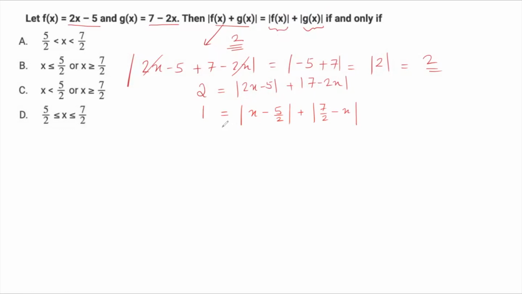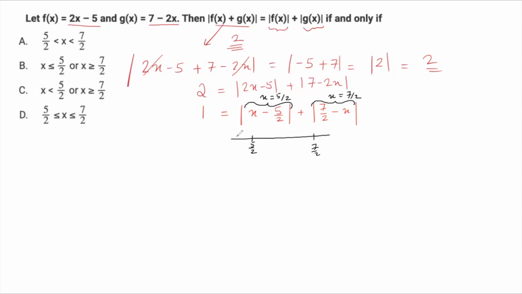Now guys, after this, I have two ways of approaching the problem. The first method is the conventional method where this part of the expression would become 0. This part becomes 0 when x would be equal to 5 by 2, and this part would become 0 when 7 by 2 minus x would be 0, or x would be equal to 7 by 2. Now drawing these two on the real number line, we will have 5 by 2 here and 7 by 2 here, right? So depending upon where I take the value of x, the expression will behave accordingly because of the presence of mod sign. So I will have to take three cases here.